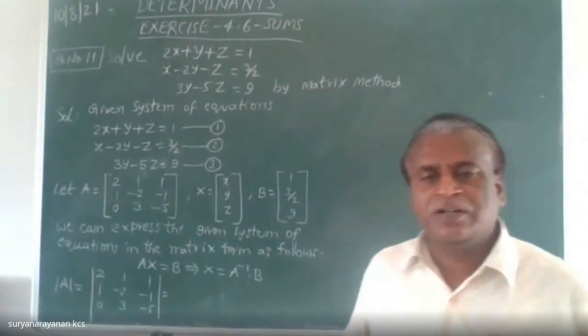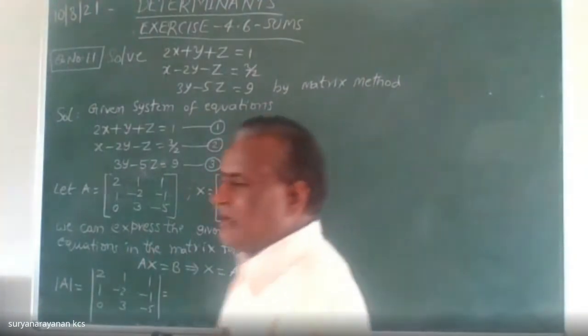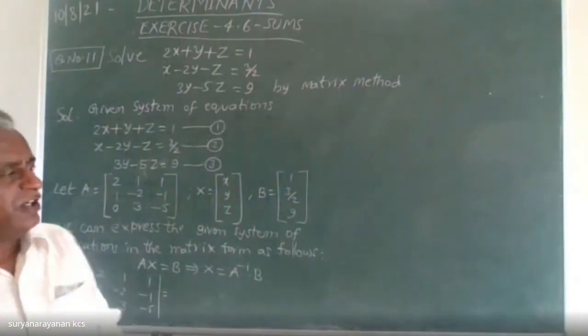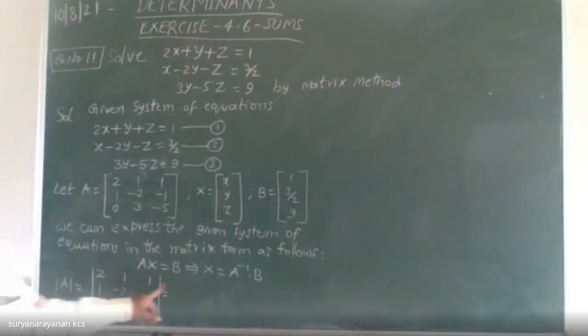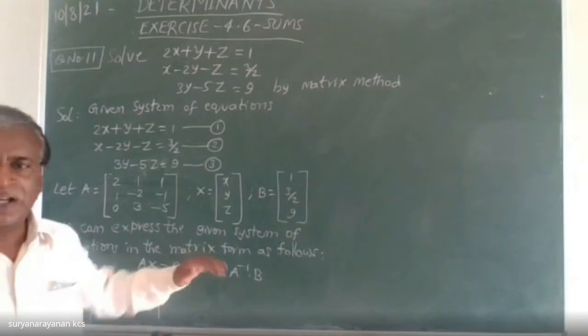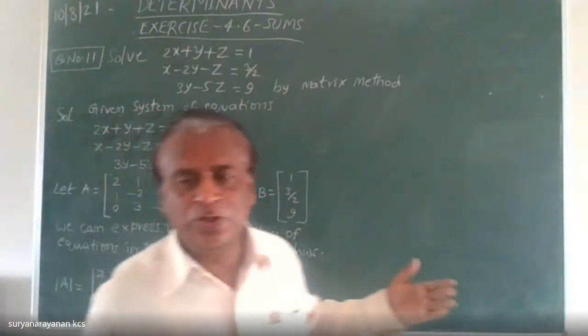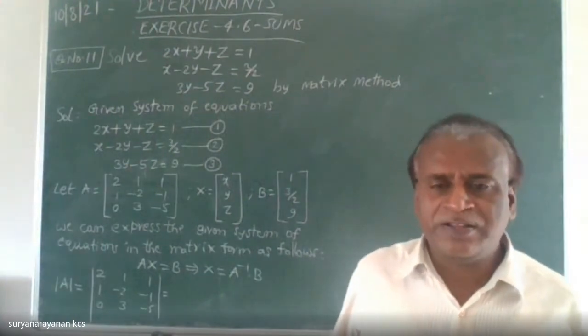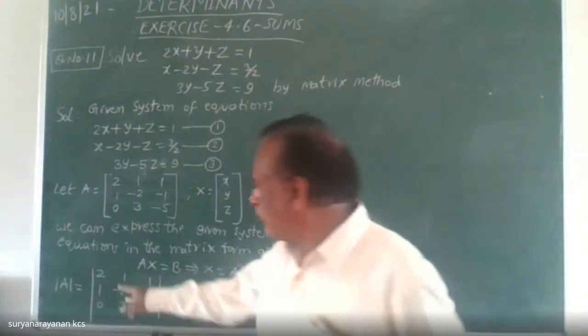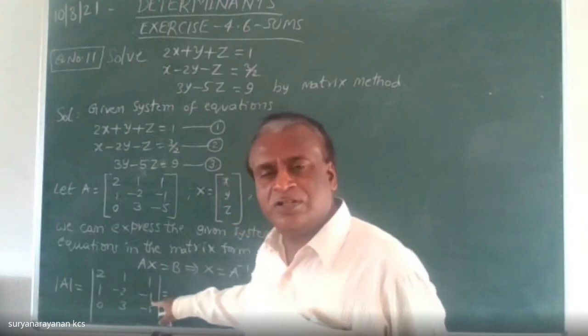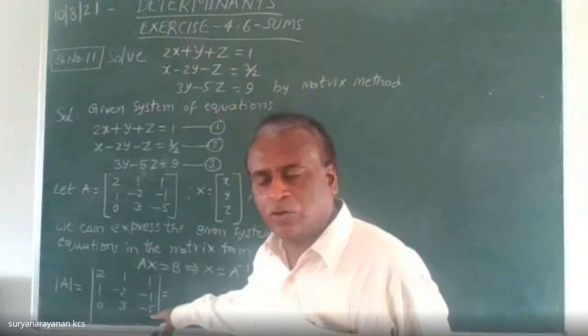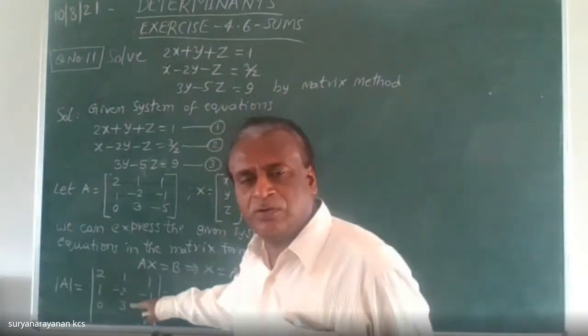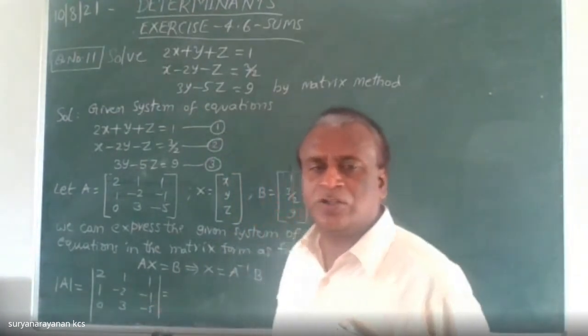Now find the determinant of this matrix. Here I am finding the determinant of this matrix by expanding the first row. Previously also I told you at the beginning of this chapter, we can expand this determinant along the first row or along the second row or along the third row or along the first column or along the second column or along the third column.